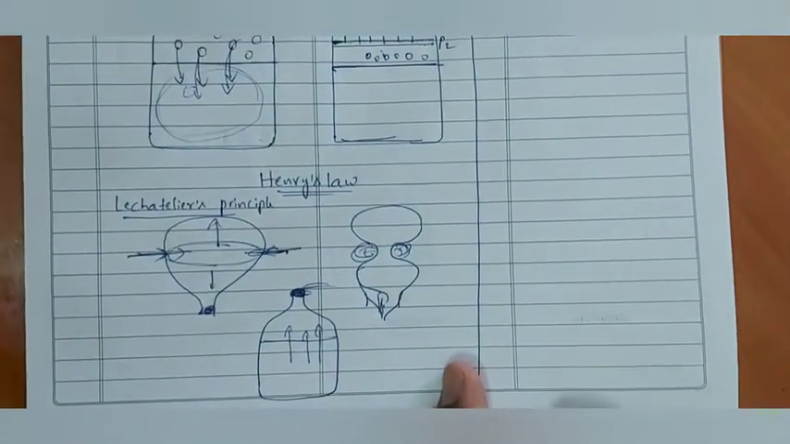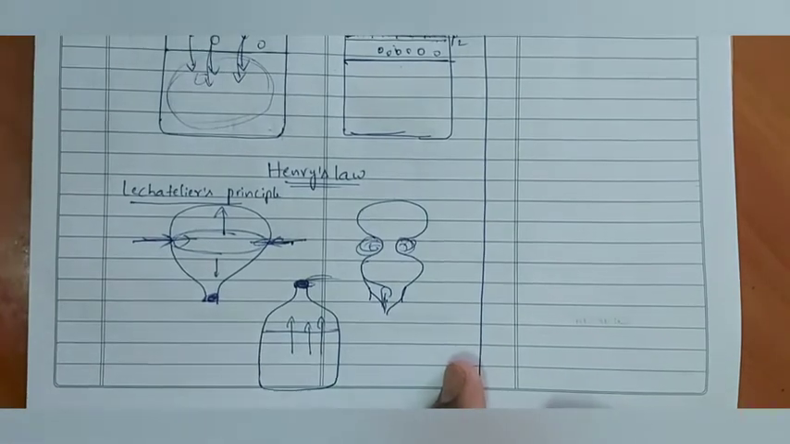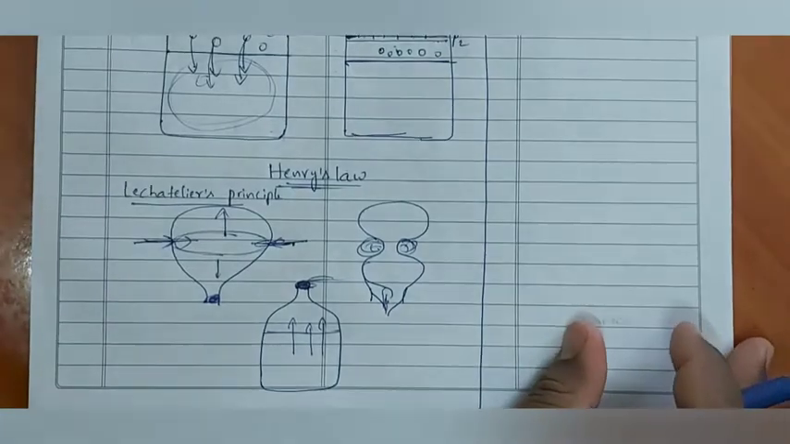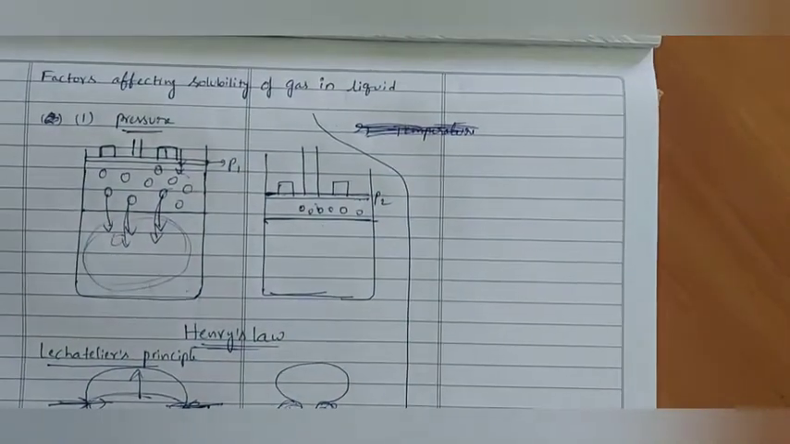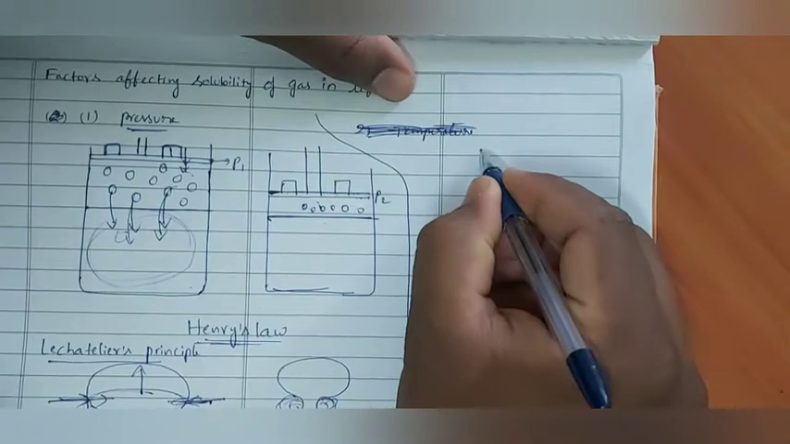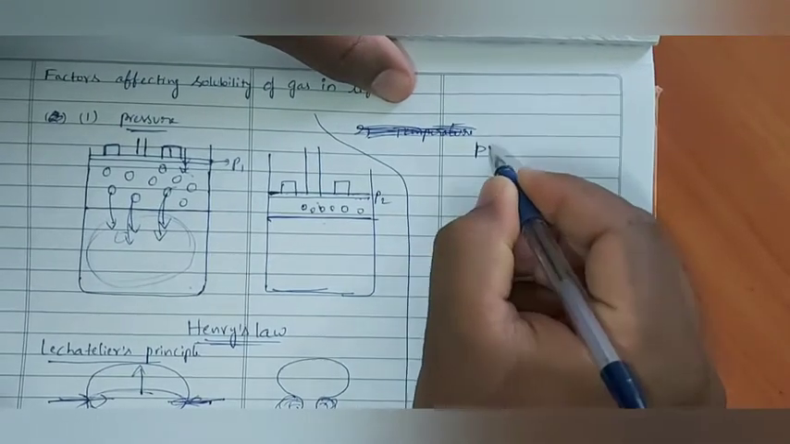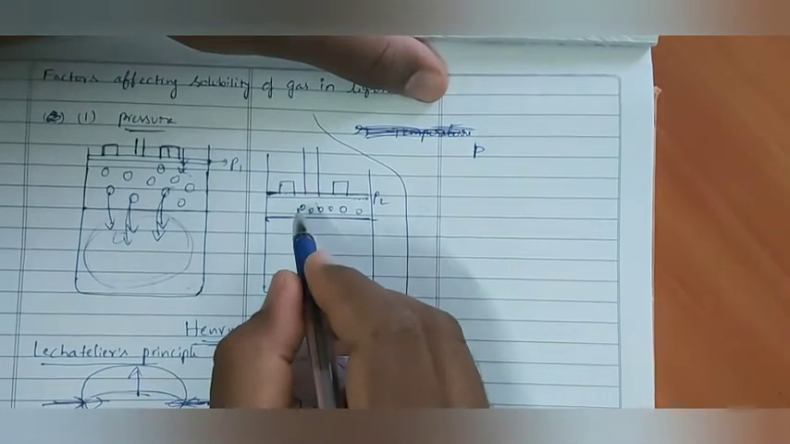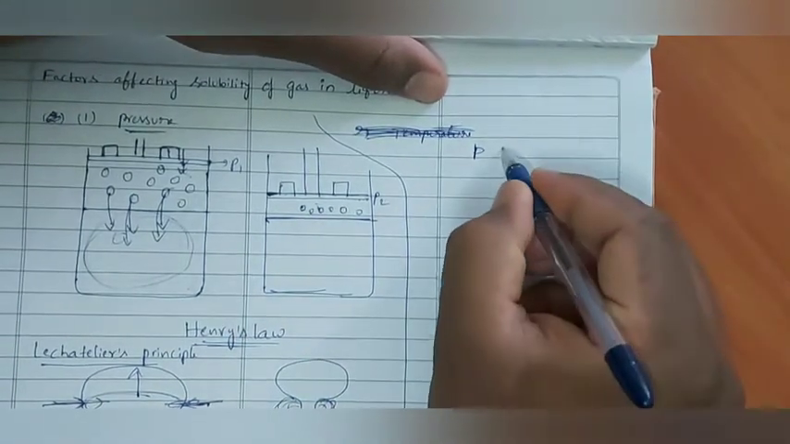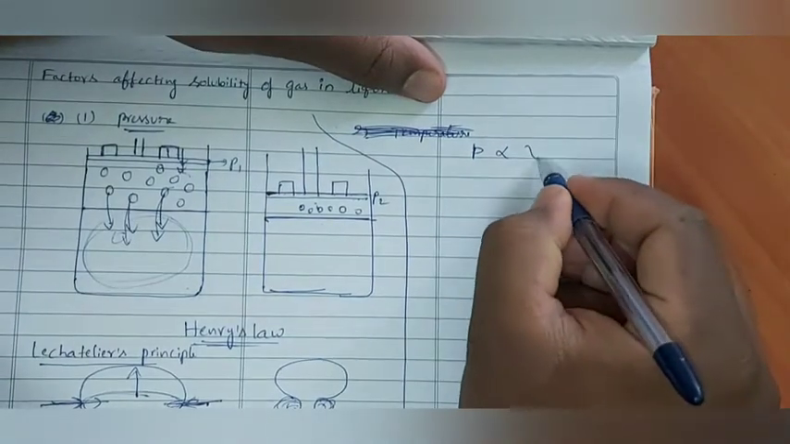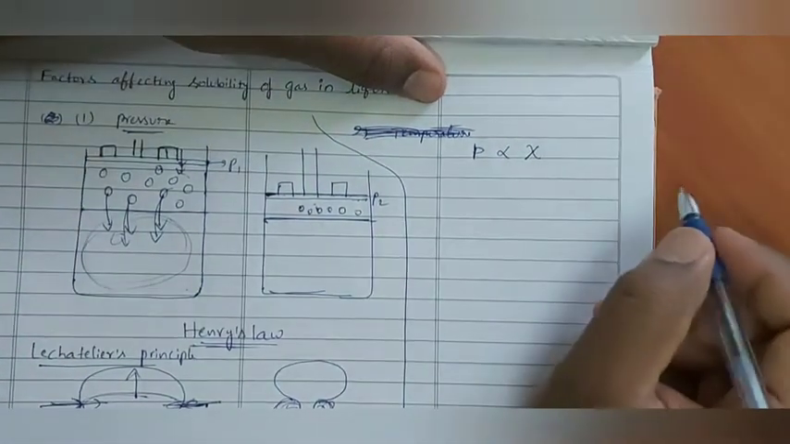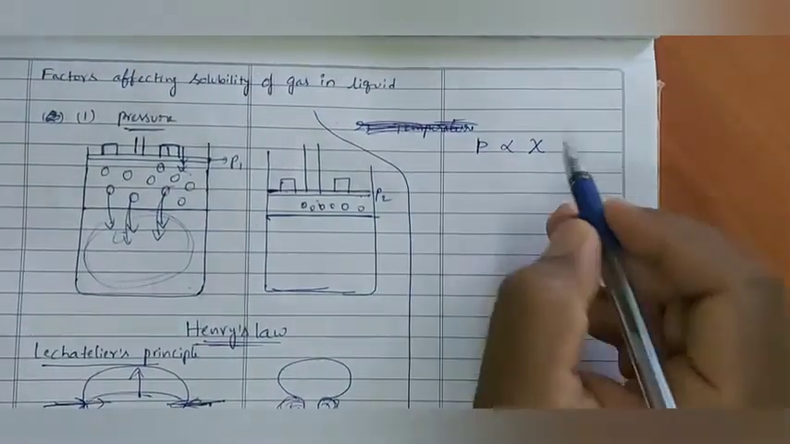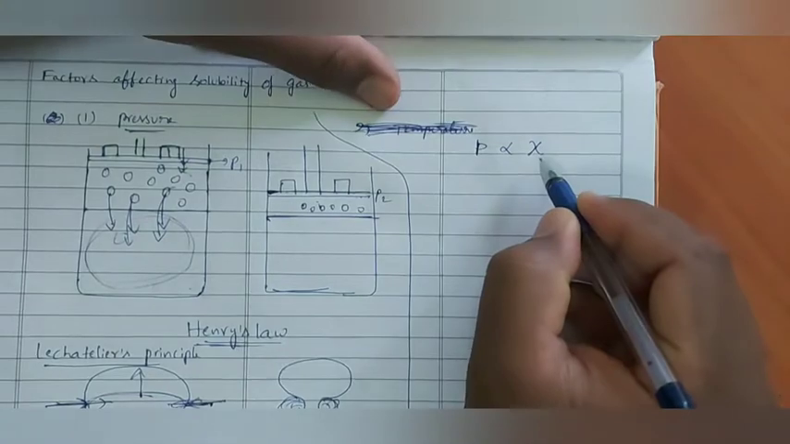Because when pressure is decreased, solubility also decreases. Same way, when pressure is increased, solubility also increases. This is according to Henry's law also, we can go through. That is, the pressure applied on the gas is directly proportional to the mole fraction of the gas in liquid.